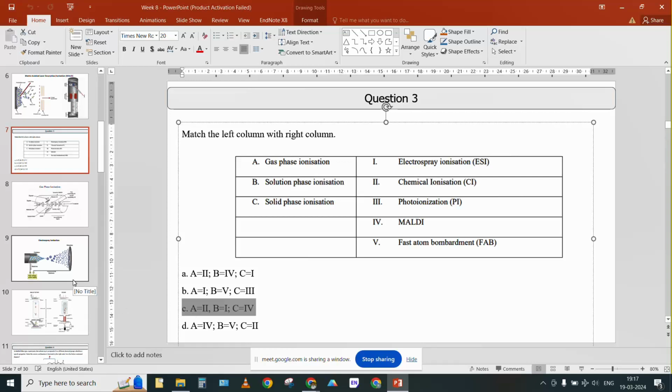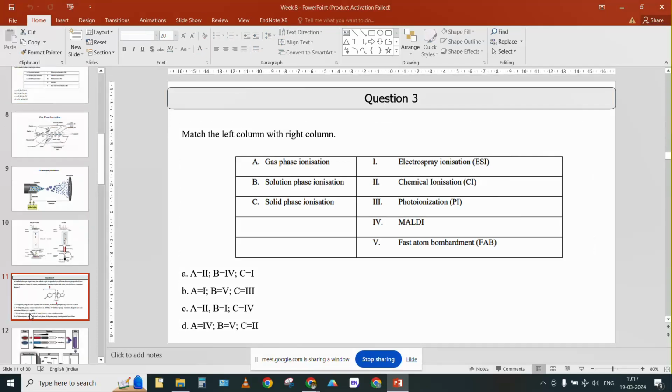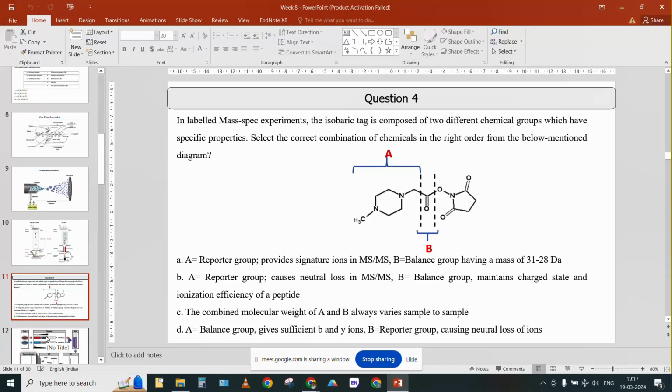So moving to the next question, that is question 4. Here, in labeled mass spectrometer experiments, the isobaric tag is composed of two different chemical groups which have specific properties. Select the correct combination of chemicals in the right order from the below mentioned diagram. Here one chemical structure is given, divided into two parts, one is A and another one is B. We have to find out what A is and what B is.